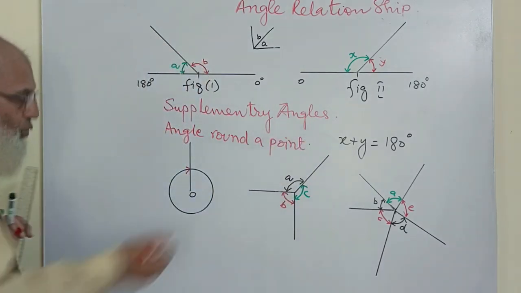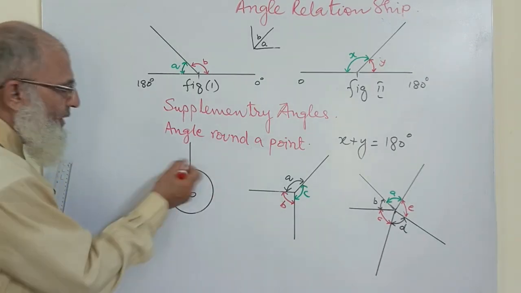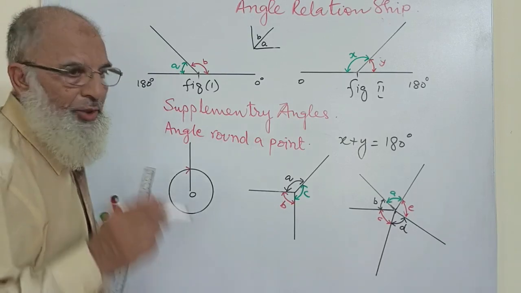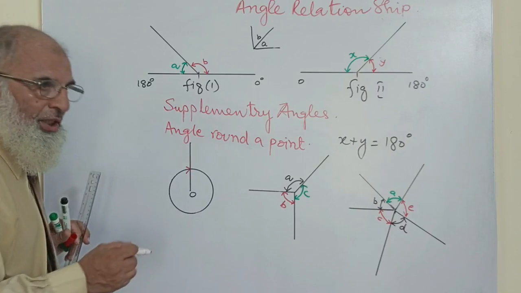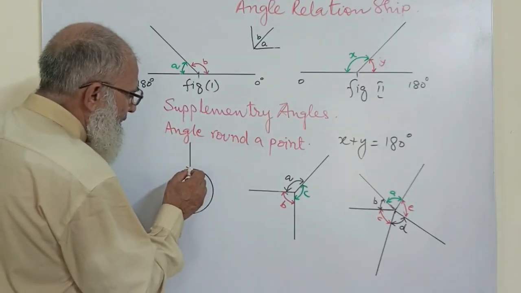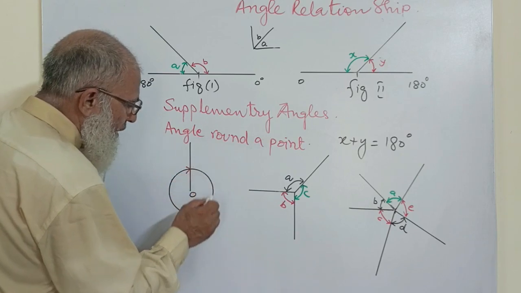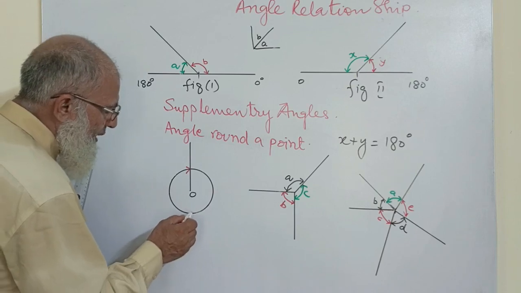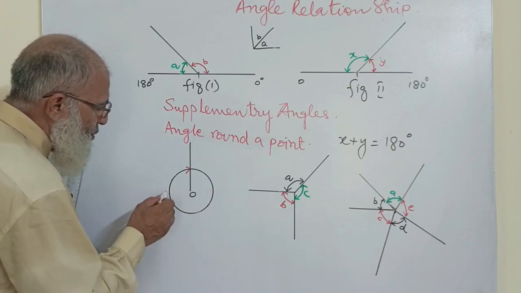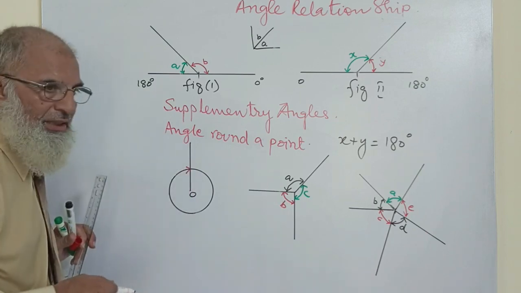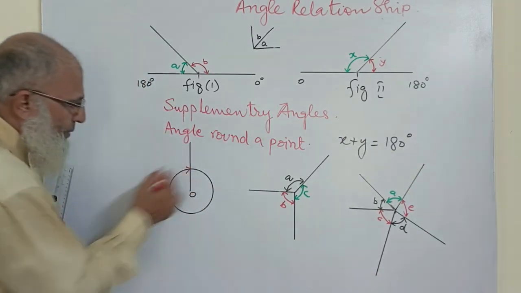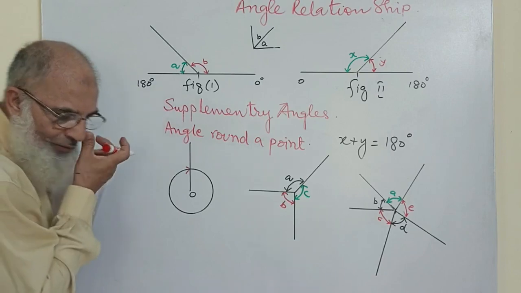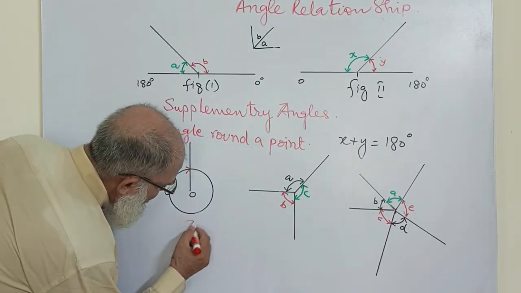And when we say round a point, that means it has traveled one complete revolution. And I told you very well what a revolution is. When a point starts its journey from zero position, it travels to 90 degrees, then to 180 degrees, then to 270 degrees, and finally it becomes 360 degrees, one complete revolution. So one complete revolution is 360 degrees.